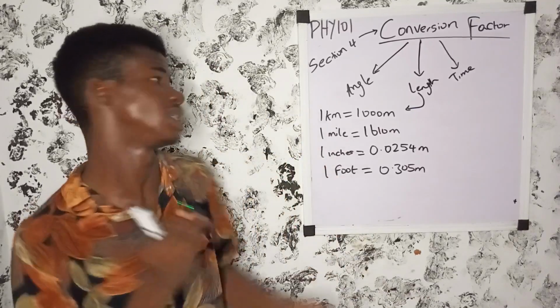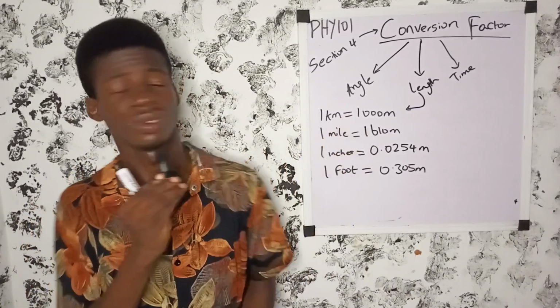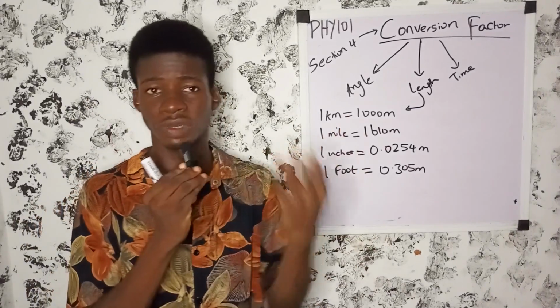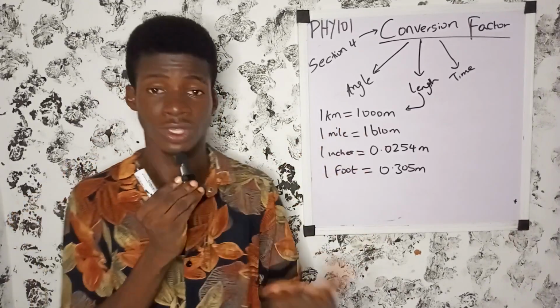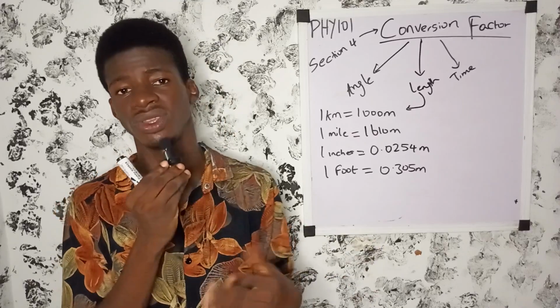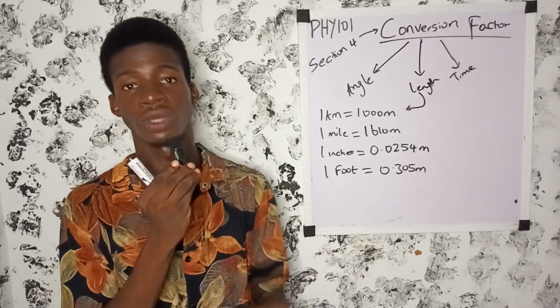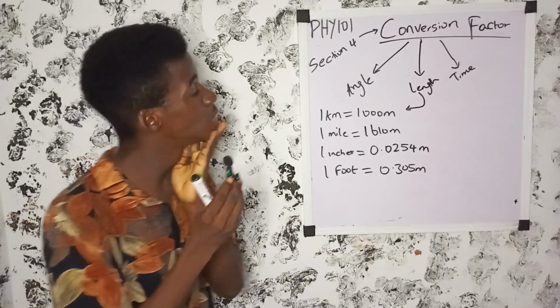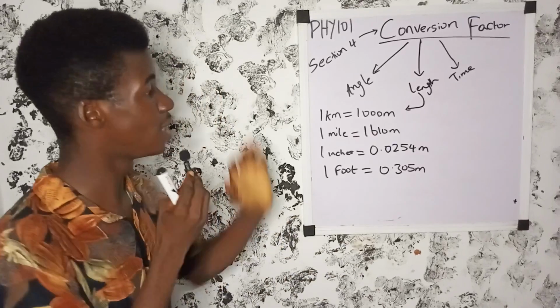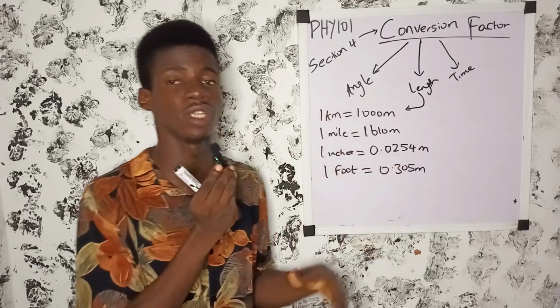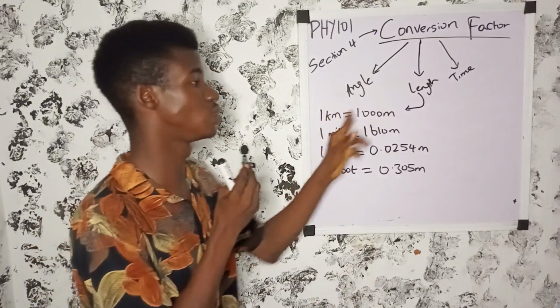Meter is one of the units. Kilometer is one of the units. Miles is one of the units. Inches is one of the units. Foot is one of the units, which you normally call feet. So there are many units of length, and conversion factors enable us to convert from one unit to another.